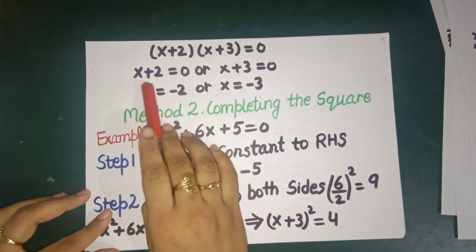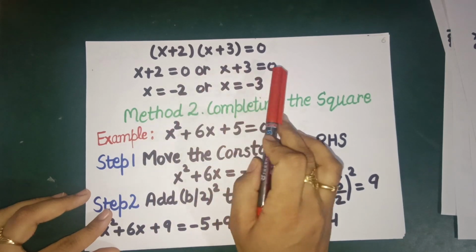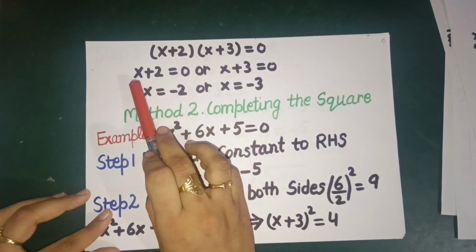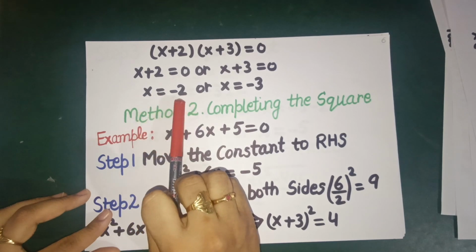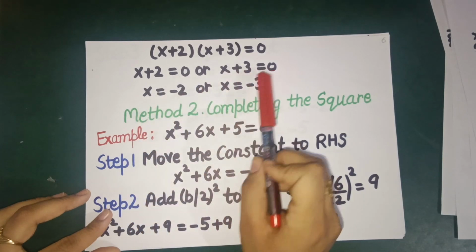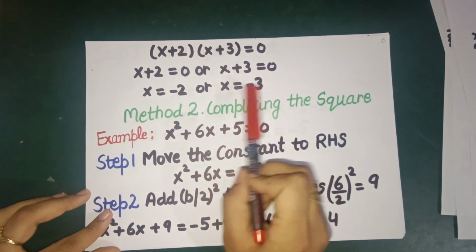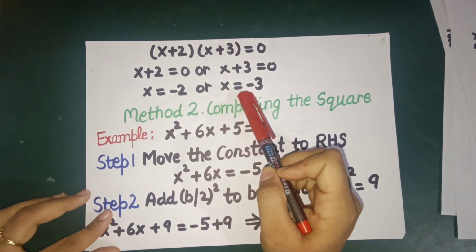So either x plus 2 is equal to 0 or x plus 3 is equal to 0. If x plus 2 is equal to 0, then the value of x is minus 2. And if x plus 3 is equal to 0, then x is equal to minus 3. So these are the two values of x.